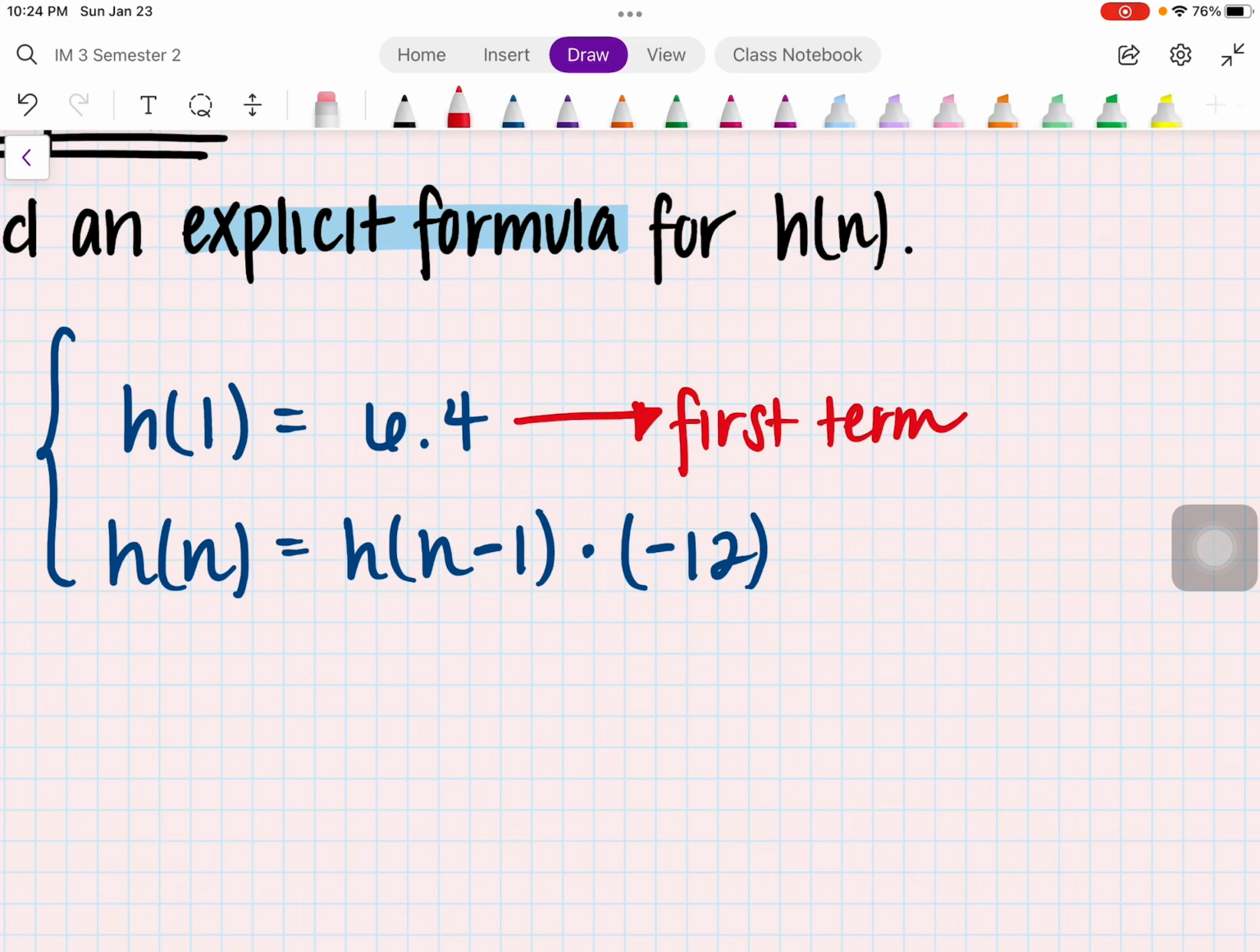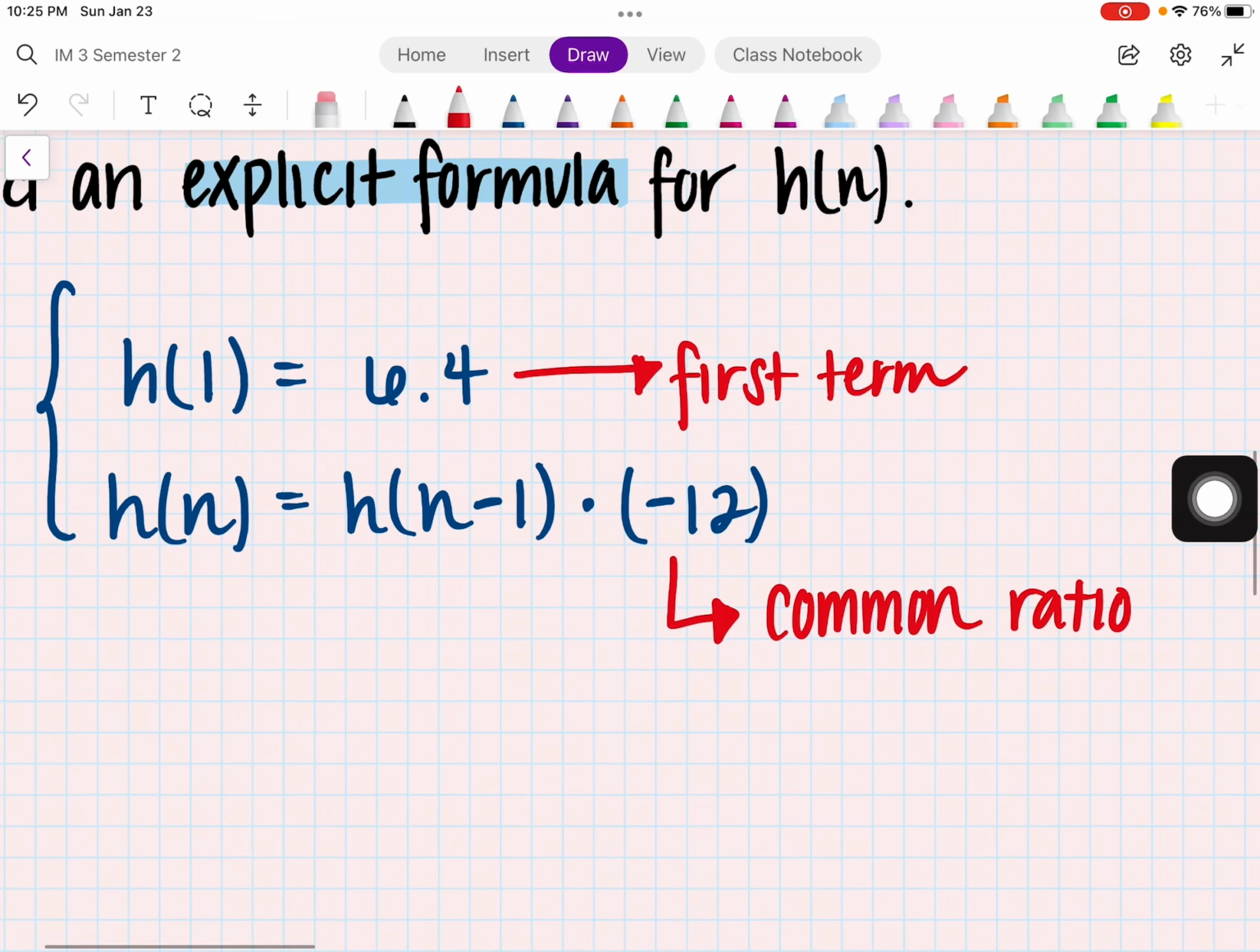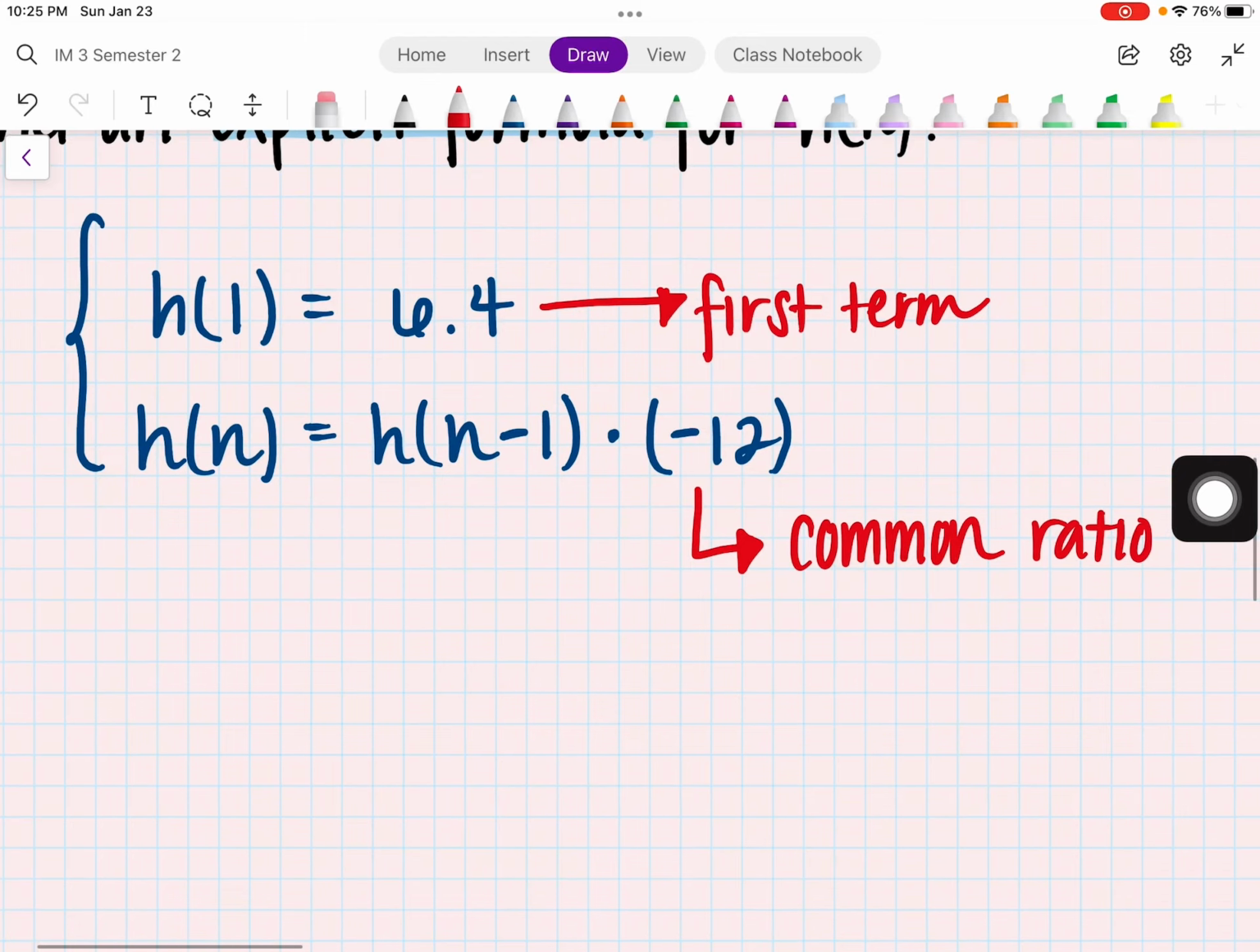And in this case, guys, the 12 is going to represent our common ratio. So in this case, the first term of the sequence is 6.4, and the common ratio is negative 12, which means that each time we're moving from one number to the next, we'll be multiplying by negative 12. So let's go ahead and write our formula here.